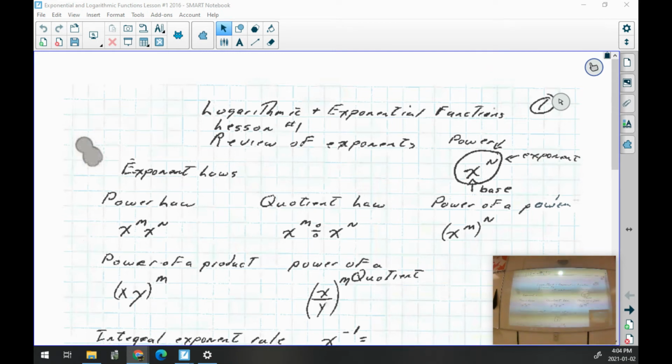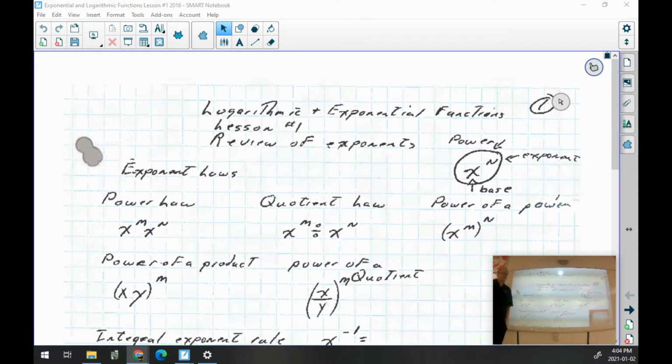Afternoon. Today we are going to look at the first lesson in a unit called Logarithmic and Exponential Functions. First little bit of today, we're going to go over some review of grade 9 math with exponents.